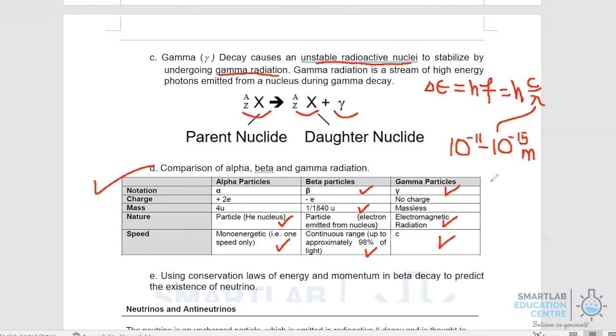And finally, we want to add that in the case of your neutrino, it does not have any charge or mass, and it also has a continuous range of speed.